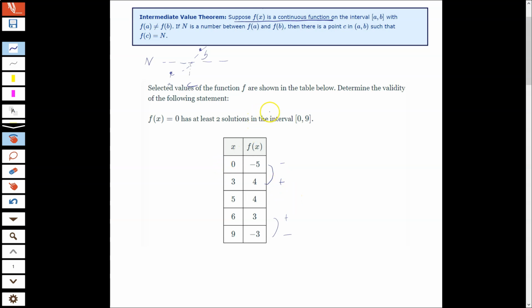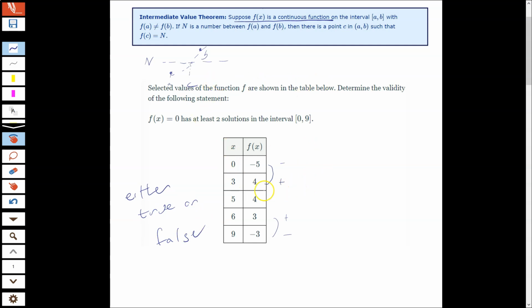But they didn't tell us that f is continuous, and we don't know what f is. We just have these selected values. So here we'd say cannot be determined. I forget what it says on Delta Math. Let me check that. So this one, we'd say either true or false. We don't know, because they didn't say f was continuous.